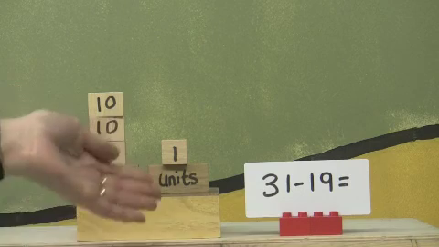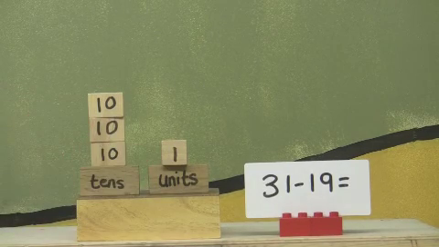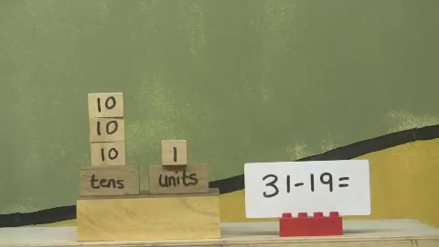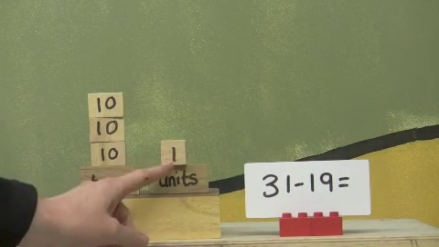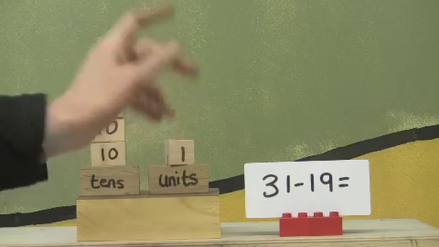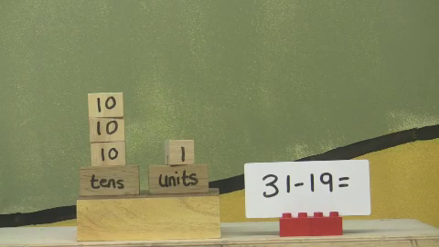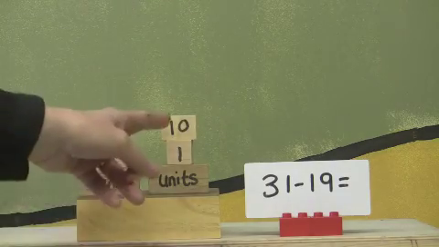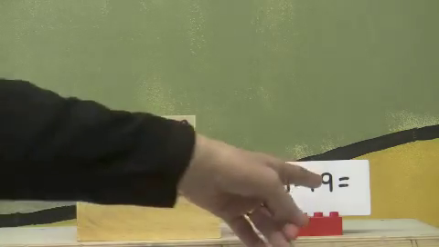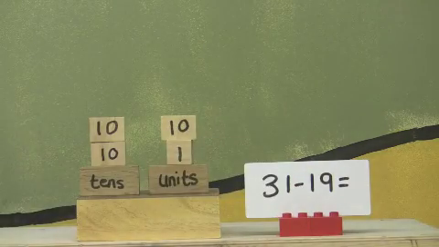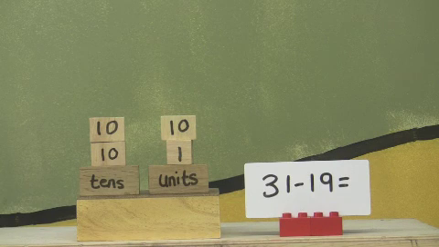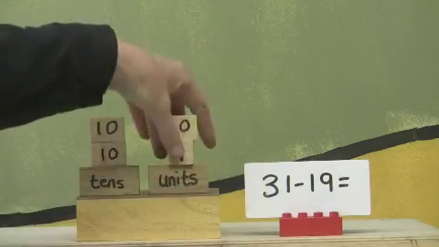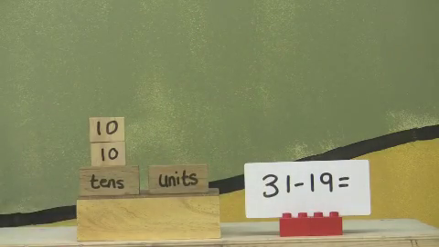Here we are with the 31, 3 tens and 1 unit. I want to take away 19. Straight away I see I can't take 9 away from 1. First thing to do, borrow a 10. I now have 11 units. I can take 9 away. 11 take away 9 is 2. 2 units.